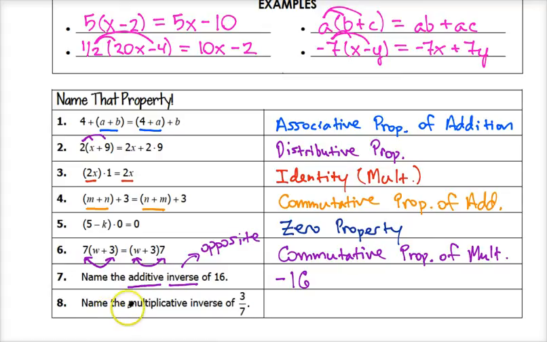Number 8 says name the multiplicative inverse of 3/7. And so that's just asking you to name the number you would multiply 3/7 by to get an answer of 1. This is a fancy word for reciprocal, and the reciprocal of 3/7 is 7/3.